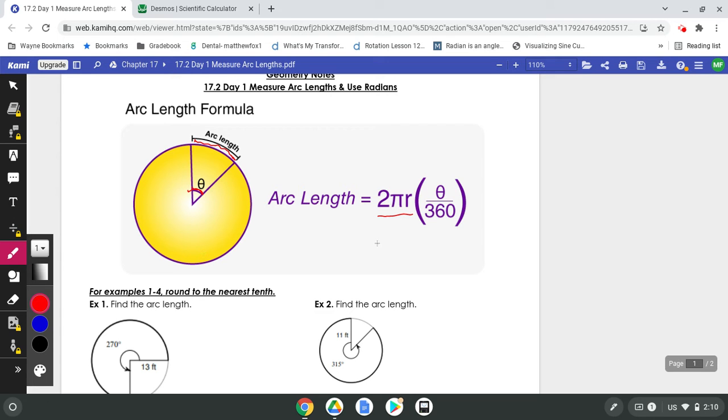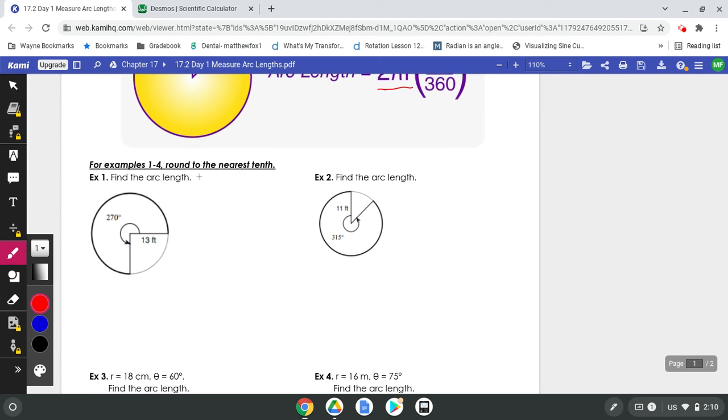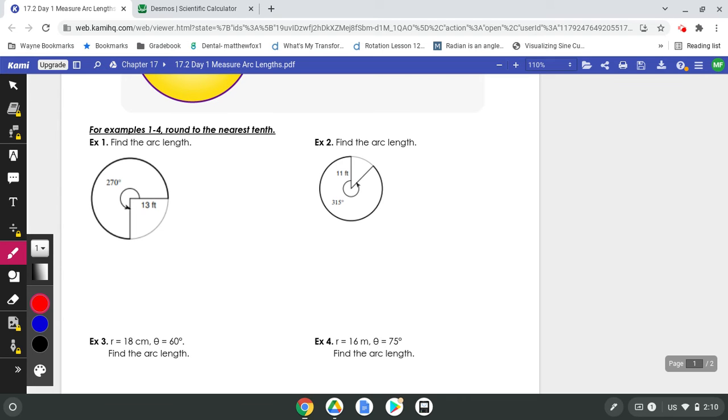So in this situation, instead of 360 on top, it will be whatever theta is. Look at example number 1 here.